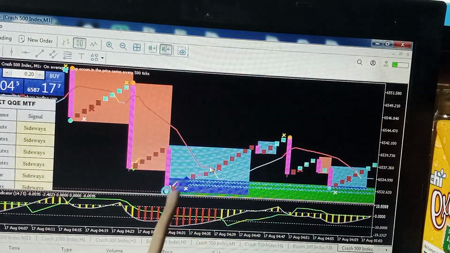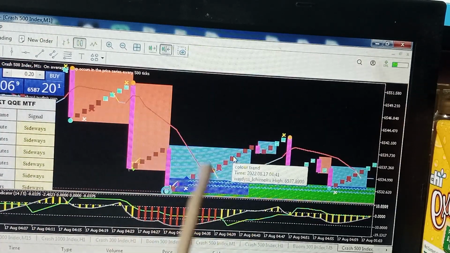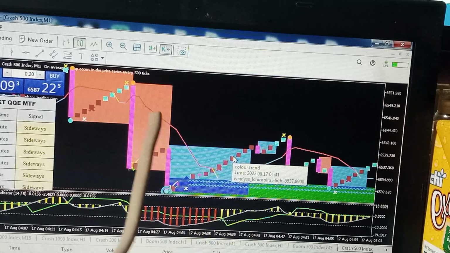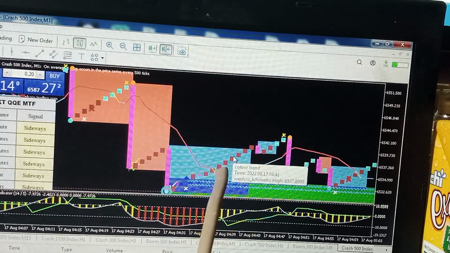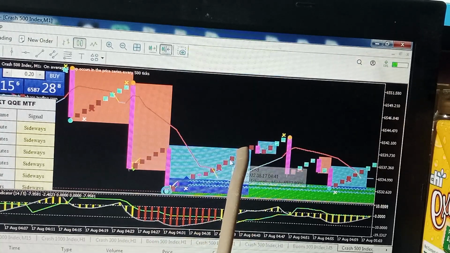All right, this one you don't enter. This one crosses this line. This is the line we are talking about of crossing. This one crosses this line with red. Do you understand? You don't enter this one.